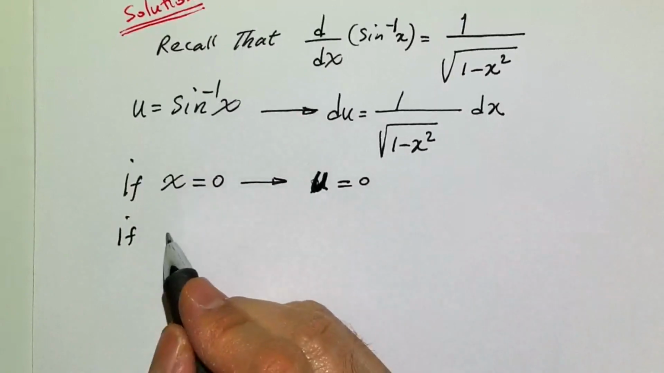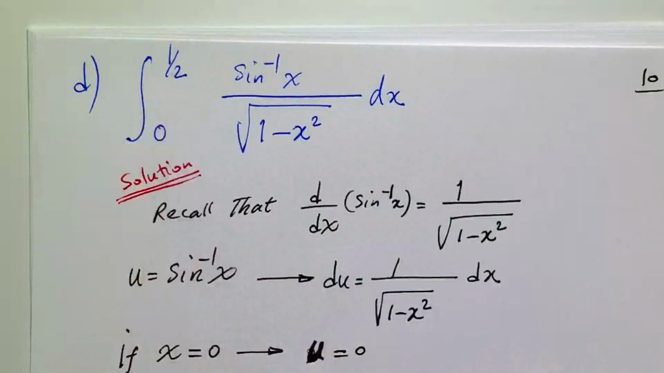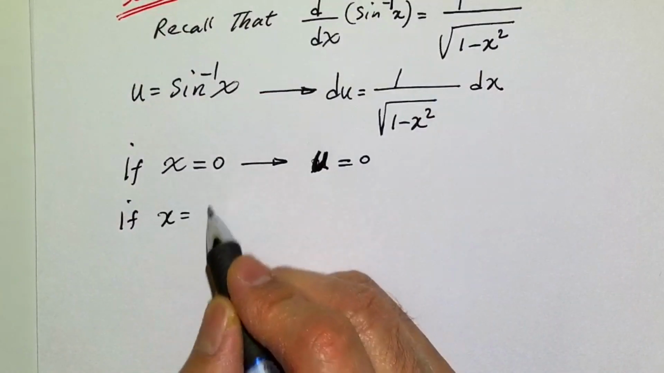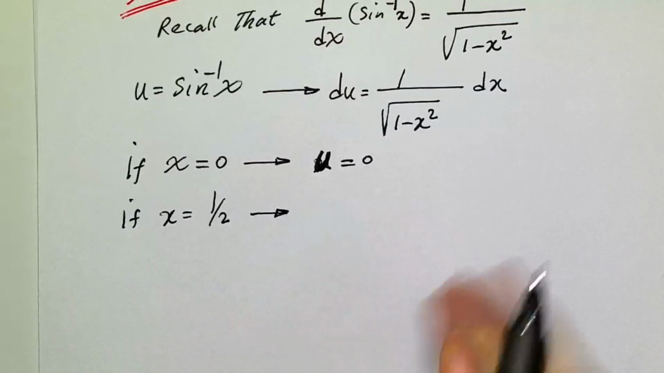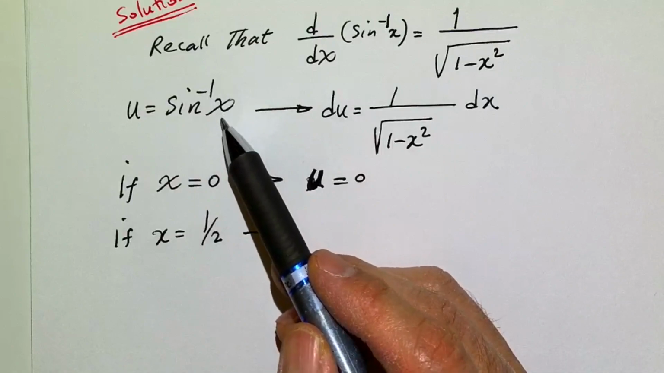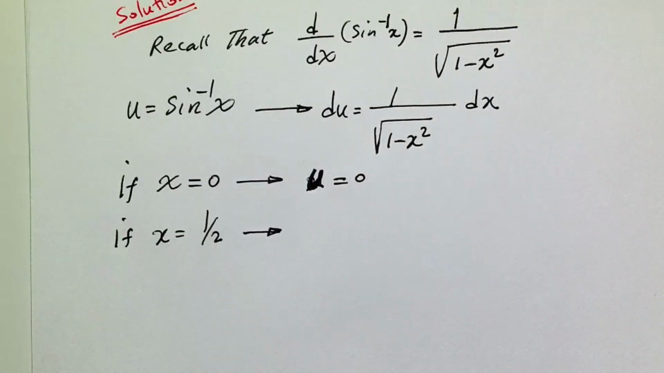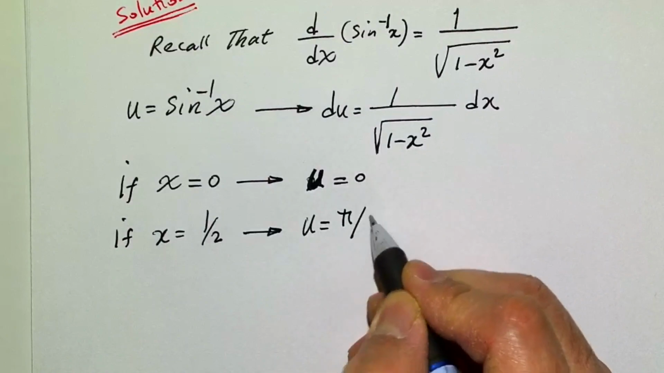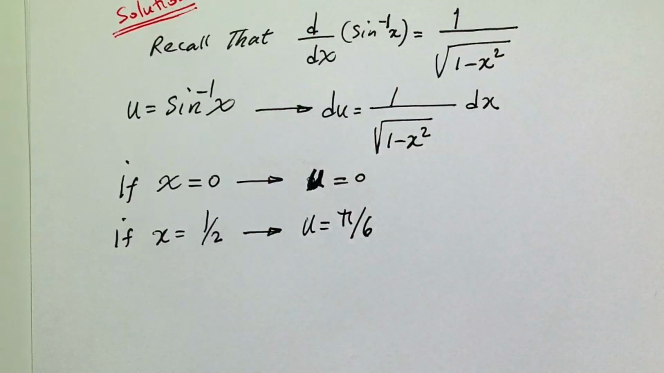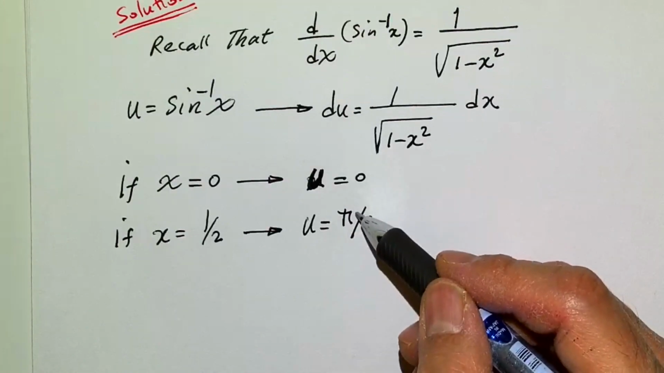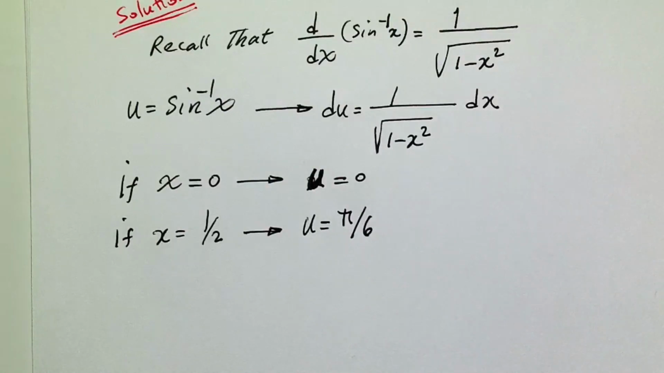If x is equal to 1/2, the upper limit of the integral for dx, then you're looking for inverse sine of 1/2, which means you're looking for an angle such that the sine would be 1/2, and that's pi over 6, right? So u is equal to pi over 6. So we figured out the lower and the upper limits of the integration for when we use the u substitution here.